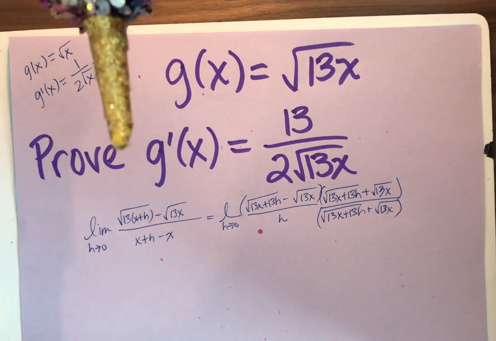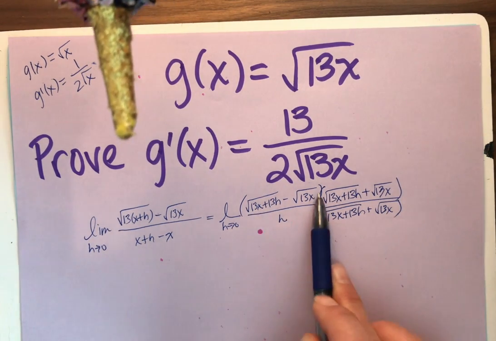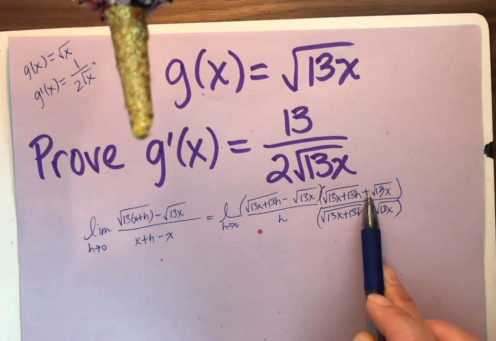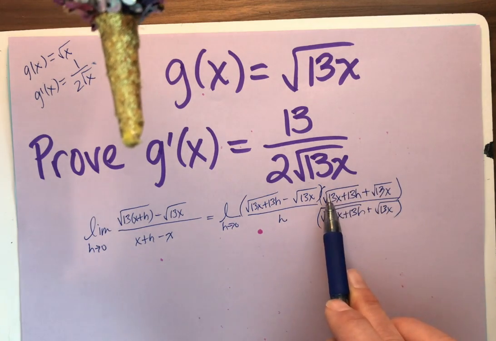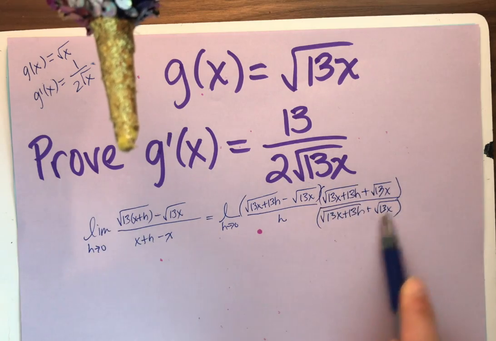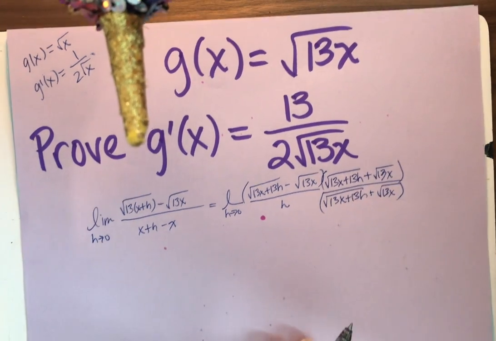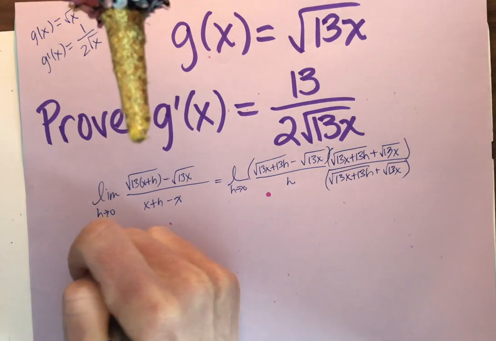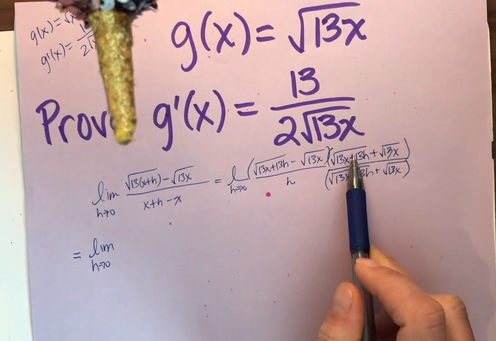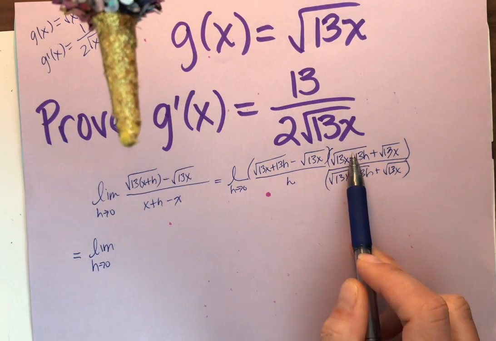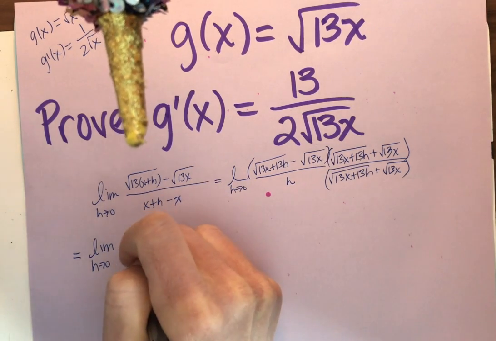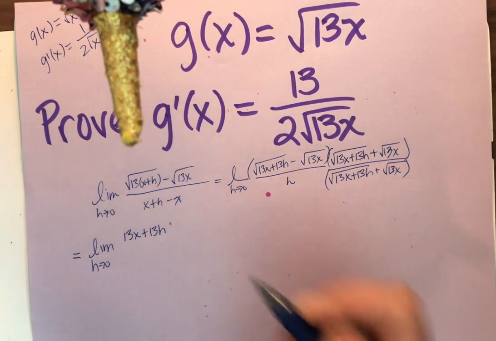So bear with me and just follow along that this numerator, the square root of 13x plus 13h minus the square root of 13x, notice I'm going to multiply by the plus. And I'm multiplying my fraction both on top and bottom. By doing so, all I'm doing is multiplying by 1. This thing is just a 1. So I've got this equals the limit as h goes to 0. Now when you multiply the square root of 13x plus 13h times the square root of 13x plus 13h, the radicals knock out. So I'm left with 13x plus 13h.